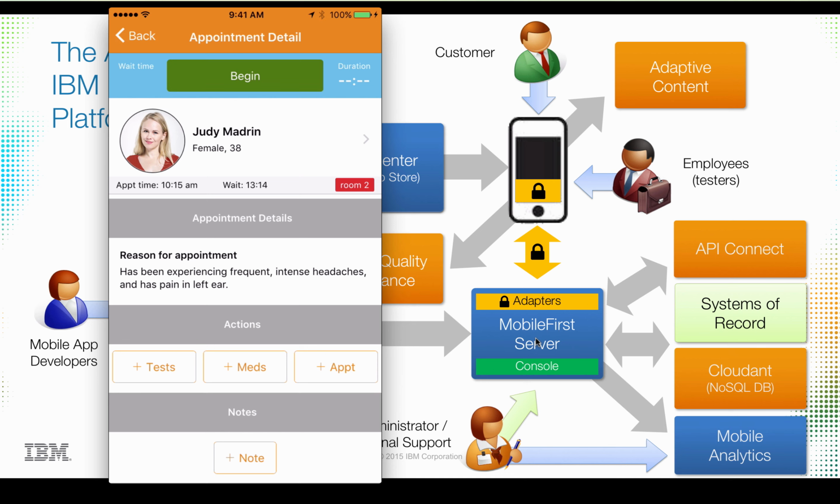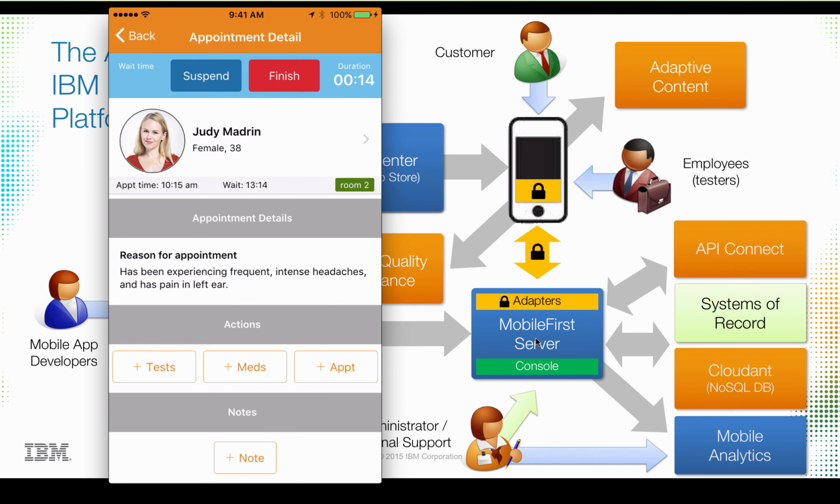I can see her reason for the appointment. It shows me that I have some actions available here. But you'll also notice that I have a green button up at the top that will track how long I'm actually spending with my patients versus doing paperwork. And so when I start to see Judy, I tap on Begin, and now it's capturing information about my appointment duration, and it's going to give me some metrics and interesting information that helps me understand how I'm doing as a physician, and maybe this is an important metric for me to track.